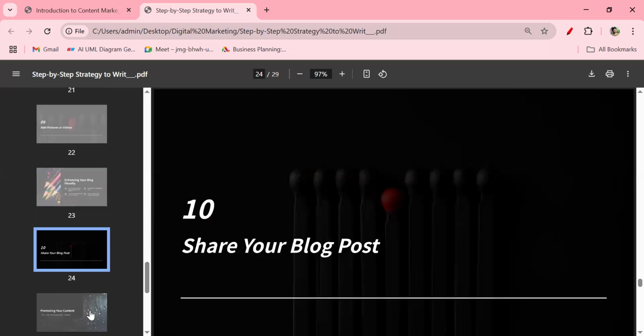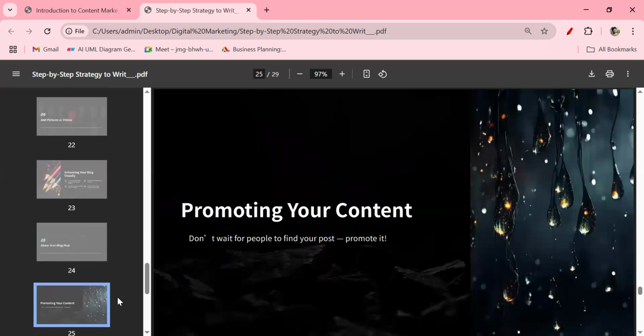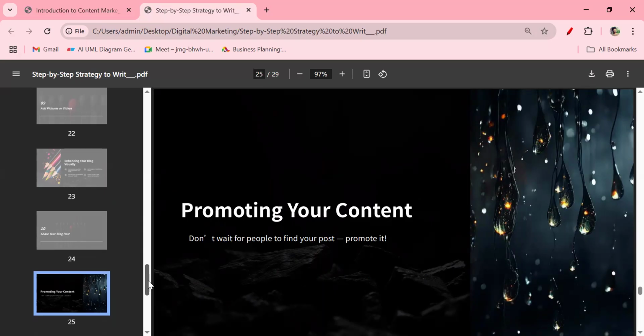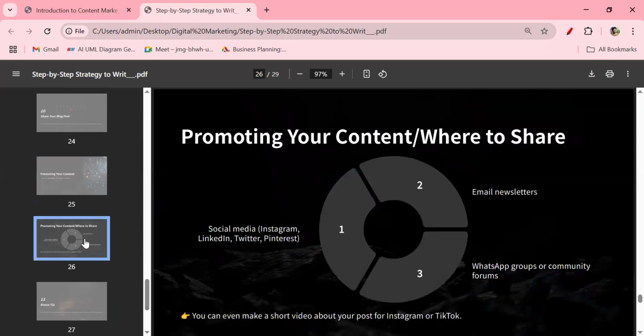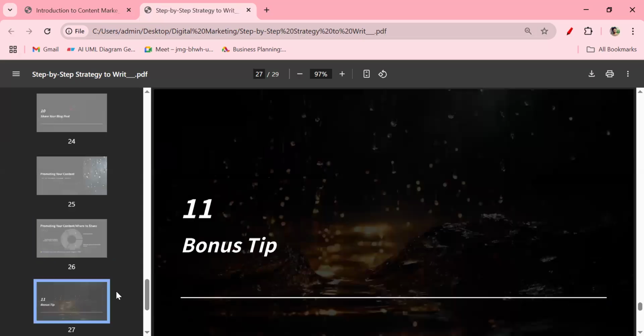Share your blog post, promoting your content. Don't wait for people to find your post. You can promote it in an organic way. And for promoting your content, where to share: social media, LinkedIn, Instagram, email newsletter, WhatsApp groups, or community forums. You can even make a short video about your post for Instagram, TikTok.